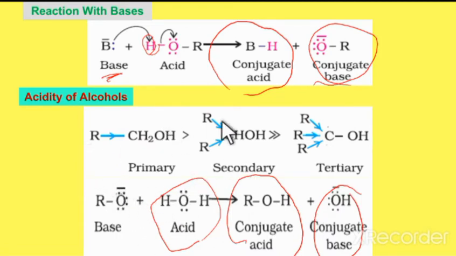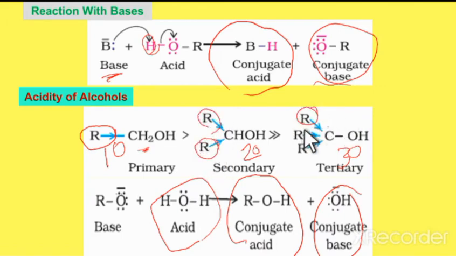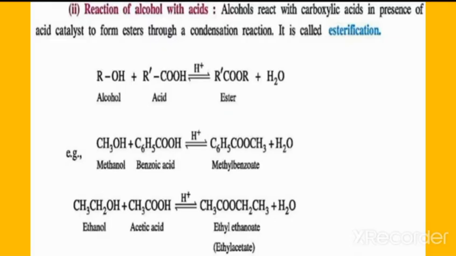Now among primary, secondary and tertiary alcohols, the acidity order is: primary alcohols are more acidic than secondary alcohols, which are more acidic than tertiary alcohols. Primary alcohols are more acidic because there is only one electron-donating alkyl group on the alcohol-bearing carbon. In secondary alcohols two alkyl groups are present, and in tertiary alcohols three. With more alkyl groups, cleavage of the O-H bond is difficult, so the acidity decreases. So among primary, secondary and tertiary alcohols, primary alcohols are the most acidic.